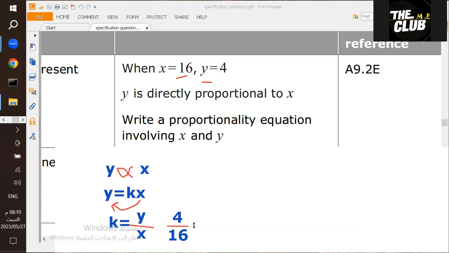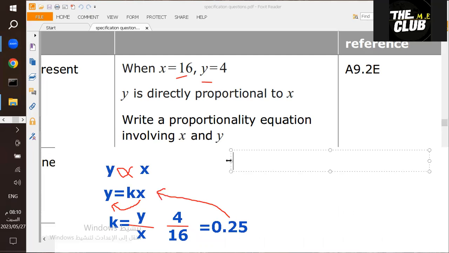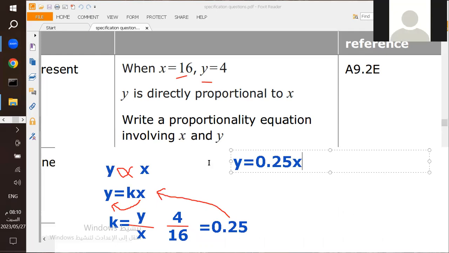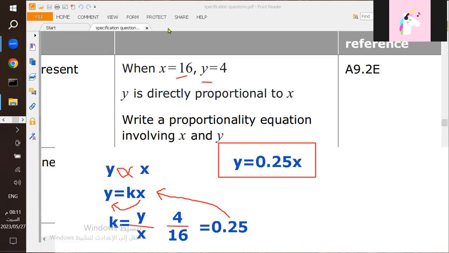If k is 0.25, we put it back into the equation again. So the final answer will be y equals 0.25 times x. That's the equation. This is the answer. Oh, you don't multiply it by any number? No. The final answer, we have to read the questions, guys. Write a proportionality equation. That's the question.